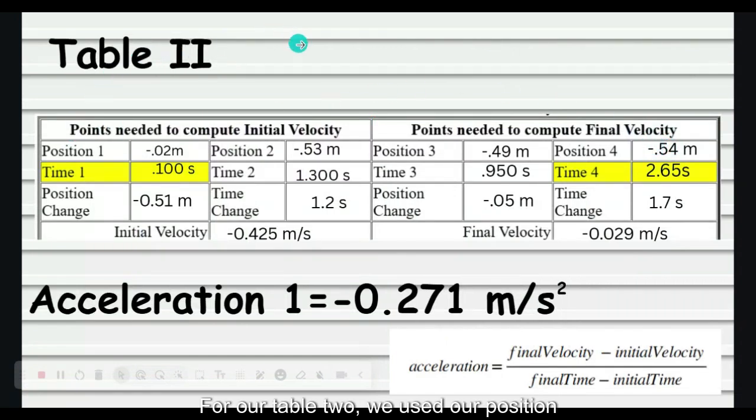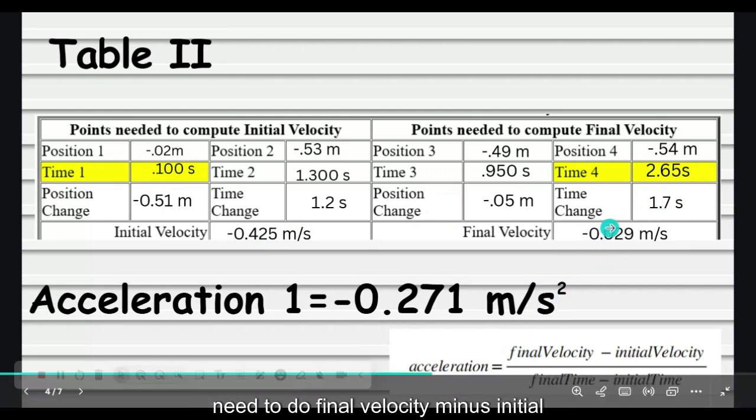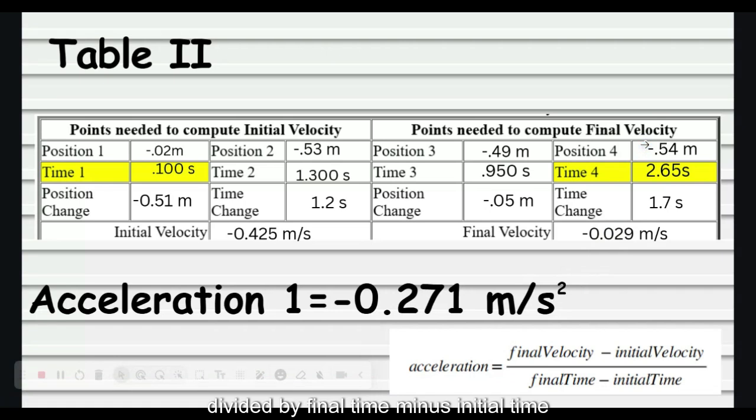For our table 2, we used our position versus time graph, where we had to find the 4 points, 2 for initial velocity and 2 for final velocity. We calculated our positions and times for each of these points, and then found our position change for each and our time change for each. For initial velocity, we got negative 0.425 meters per second, and for our final velocity, we got negative 0.029 meters per second. And in order to find our acceleration, we need to do final velocity minus initial velocity, divided by final time minus initial time, which is negative 0.271 meters per second squared.